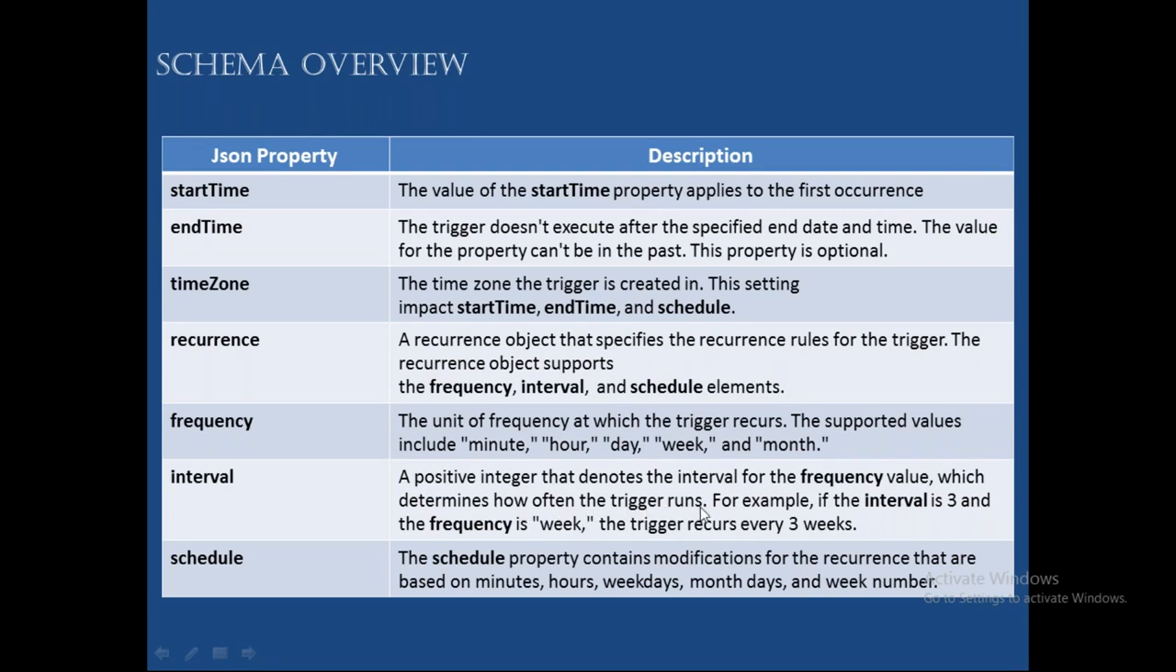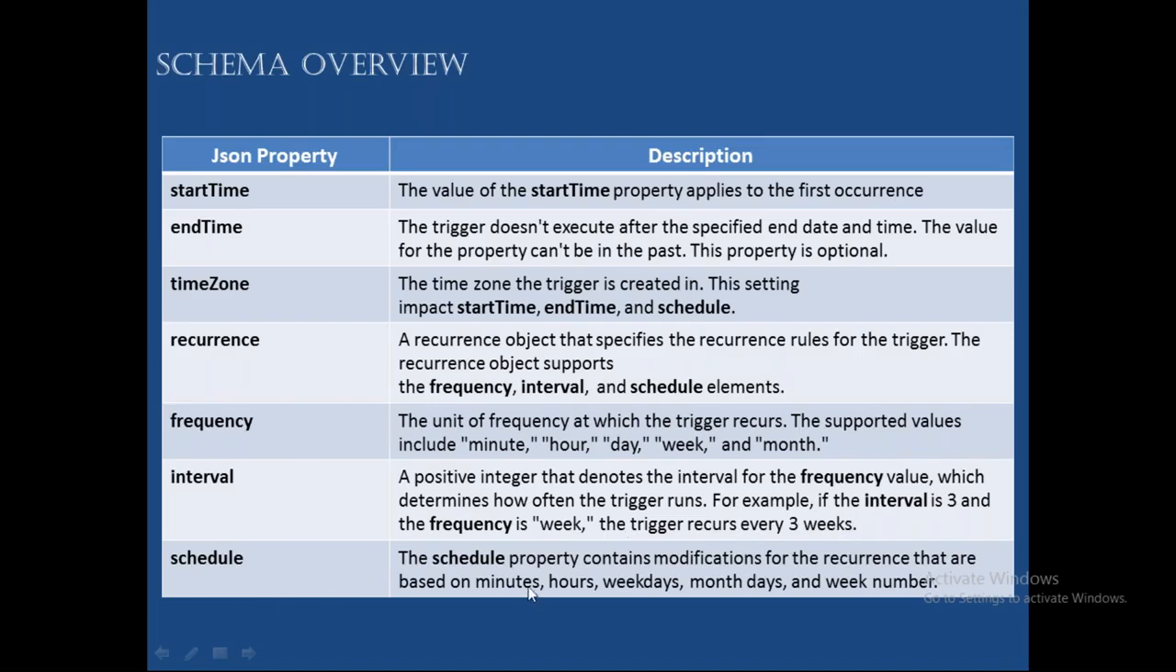determines how often the trigger runs. For example, if the interval is 3 and the frequency is week, the trigger recurs every 3 weeks. Okay, clear? So if the interval is 3 and frequency is hour, then what happens? The trigger recurs every 3 hours. You just need to understand something.